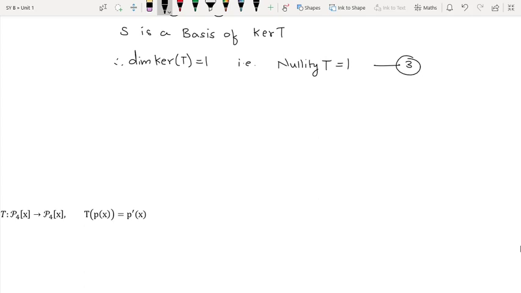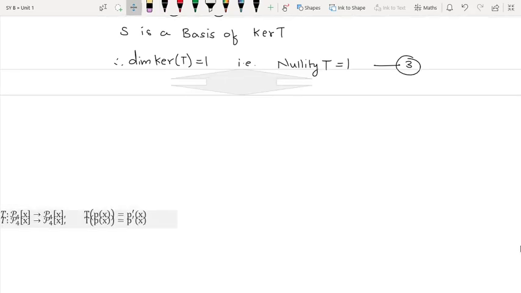Now you can easily guess what the rank should be. Can anyone tell what should be the rank? It should be 3, right? Because the dimension of V is 4. Okay, so let us go for that as well.